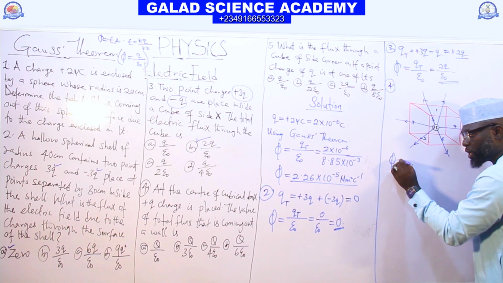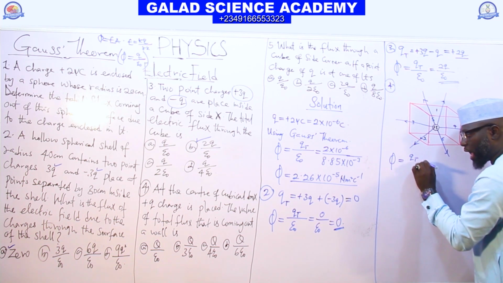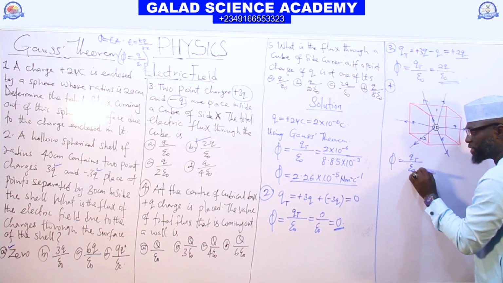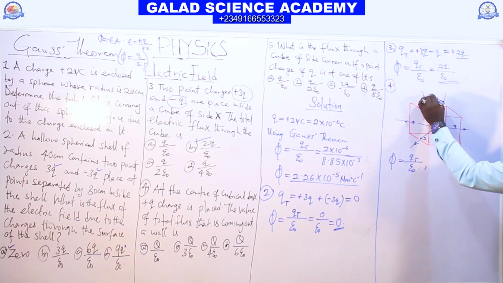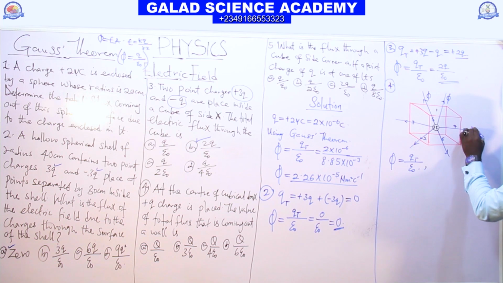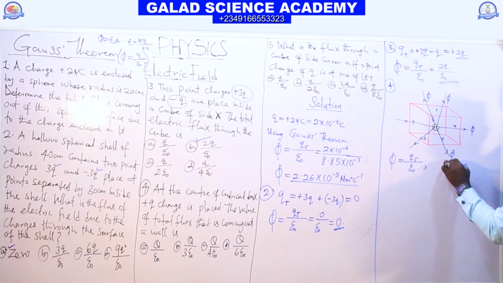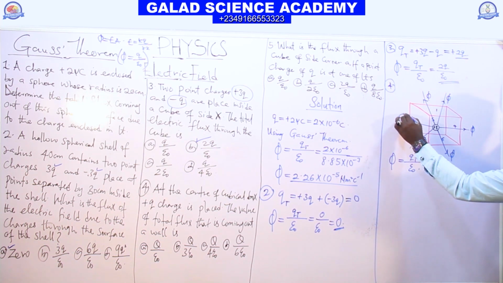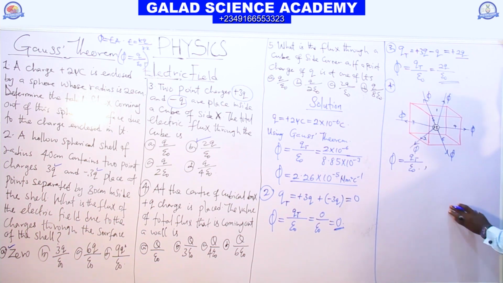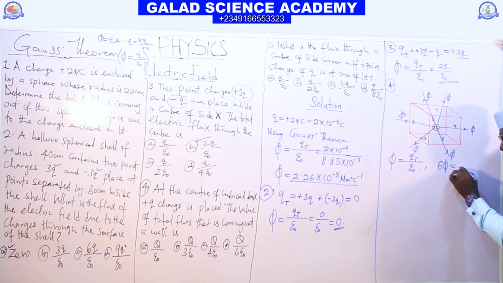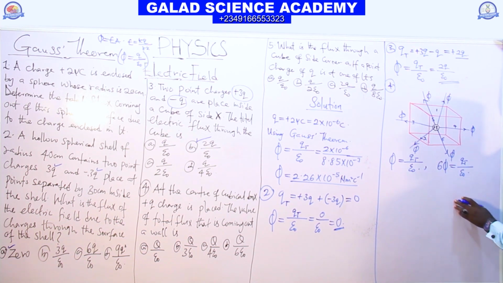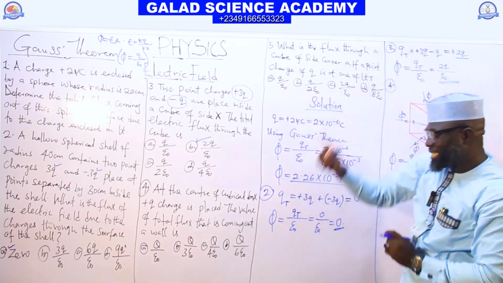From this, we have Q total over permittivity. But note how many flux do we have here? This is flux, flux, flux, flux, flux, flux. We have 6. So we now have 6 flux is equal to Q total over permittivity.